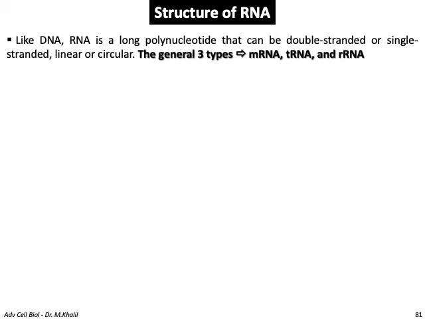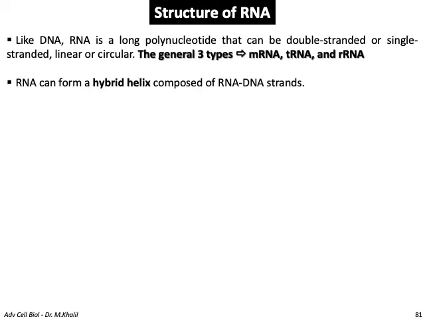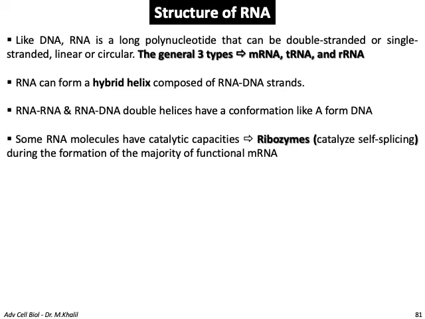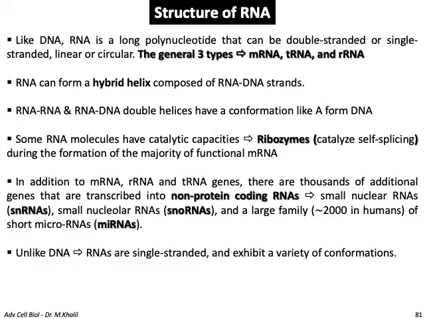Like DNA, RNA is a long polymer and has 3 major types: messenger, transfer, and ribosomal RNA. RNA can form a hybrid helix composed of an RNA and a DNA strand, or an RNA double strand, which always has the A conformation, which differs from the B form of DNA. Some RNA molecules have catalytic capacity. Ribozymes catalyze self-splicing during the formation of the majority of functional messenger RNA. In addition to messenger RNA and the 3 major types, there are thousands of additional genes that are transcribed into non-protein-coding RNA, like small nuclear RNAs, small nucleolar RNAs, and large families, around 2,000 in human, of short microRNAs. Unlike DNA, RNA is single-stranded and exhibits a variety of conformations.